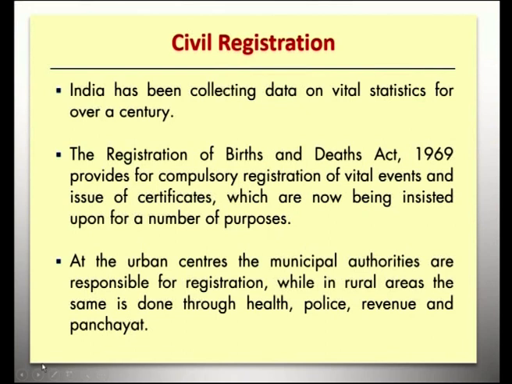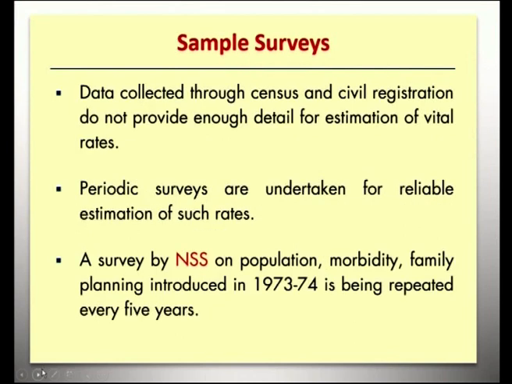After this, the data collected through census and civil registration do not provide enough detail for estimation of vital rates. Periodic surveys are undertaken for reliable estimation of such rates. So, the periodic survey is done through a sample. A survey by NSS, National Sample Survey, on population, morbidity and family planning, introduced in 1973-74, is being repeated every 5 years. Census is taken every 10 years, whereas the survey is done every 5 years.